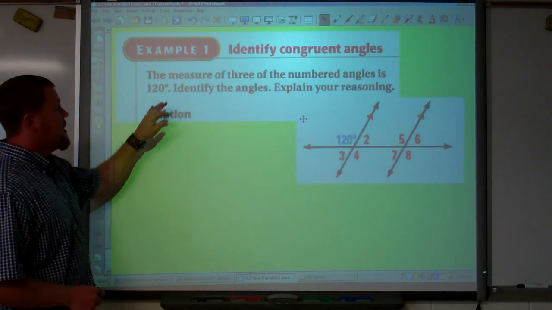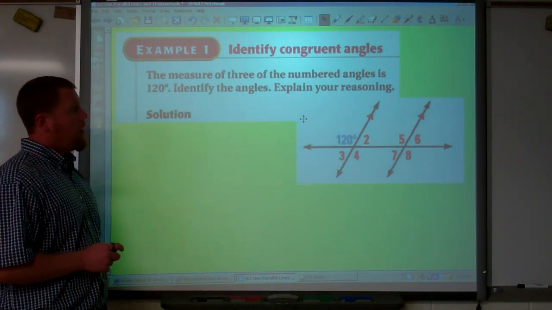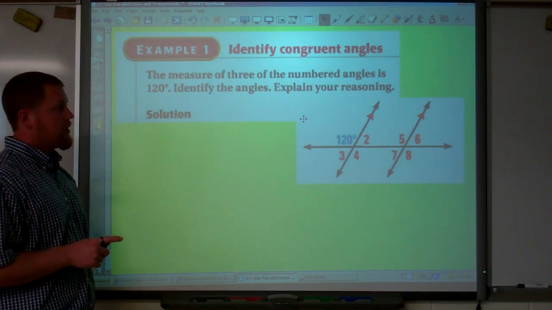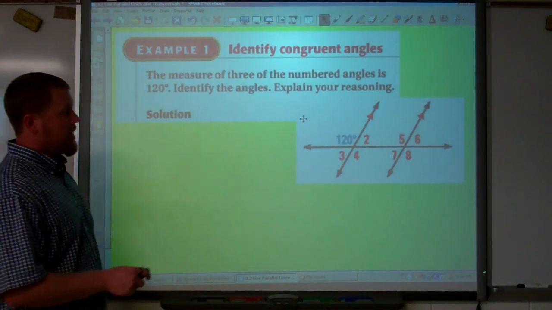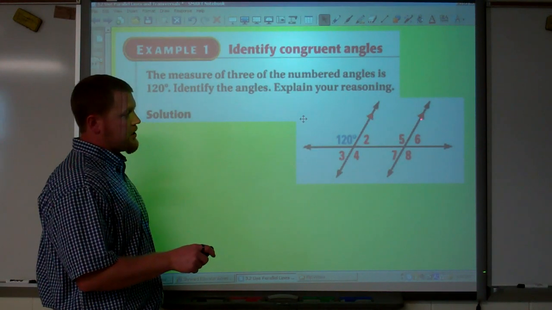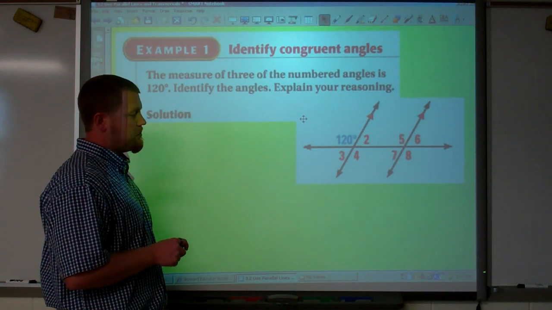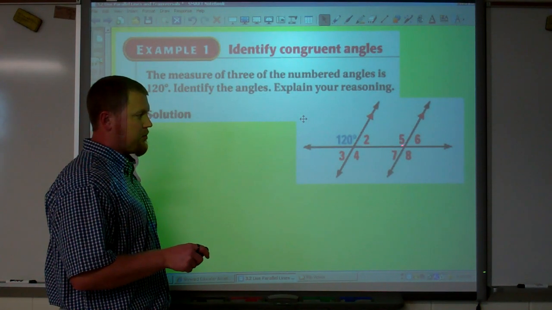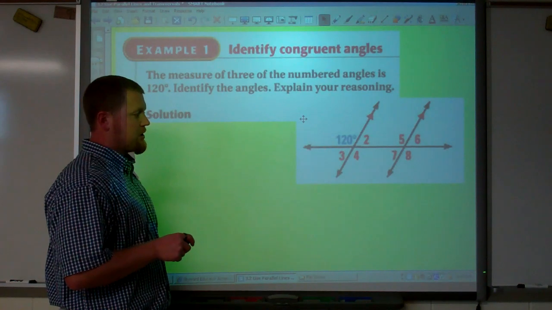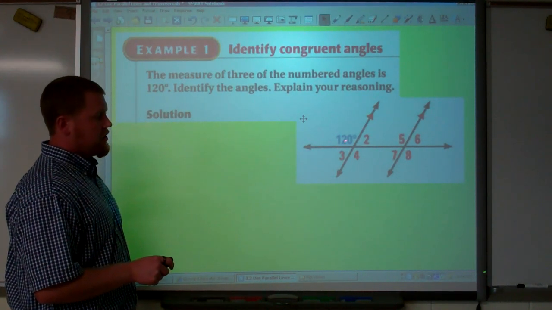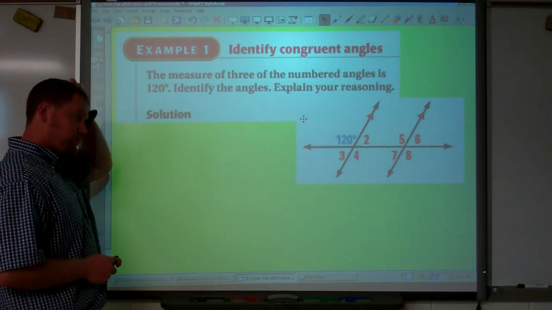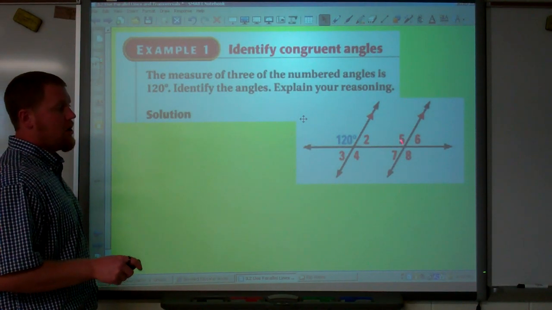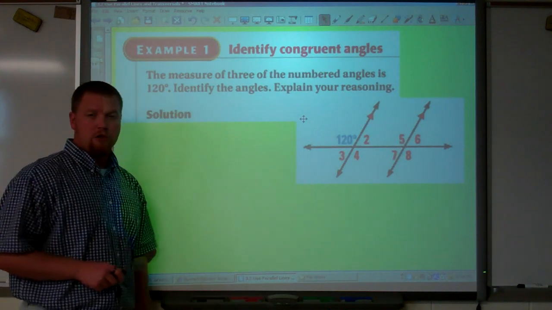First example here. The measure of 3 of the numbered angles is 120 degrees. Identify the angles and explain your reasoning. So we have the diagram here. Again, here are our triangles, which identify that those two lines are parallel. Here's our transversal. It intersects two or more lines at different points. So that's the definition of a transversal. This angle is given to you to be 120 degrees. So out of these angles, 2, 3, 4, 5, 6, 7, and 8, which of these angles would be 120 degrees?